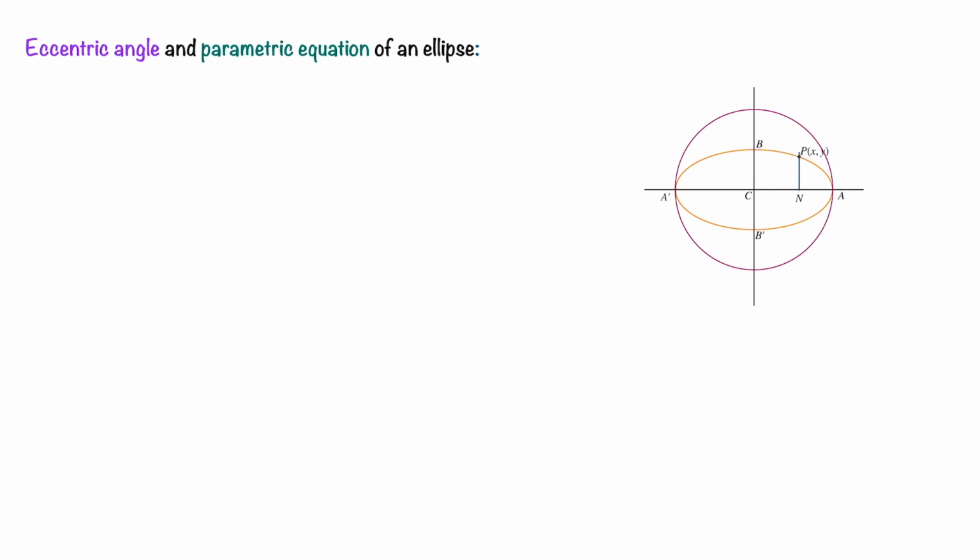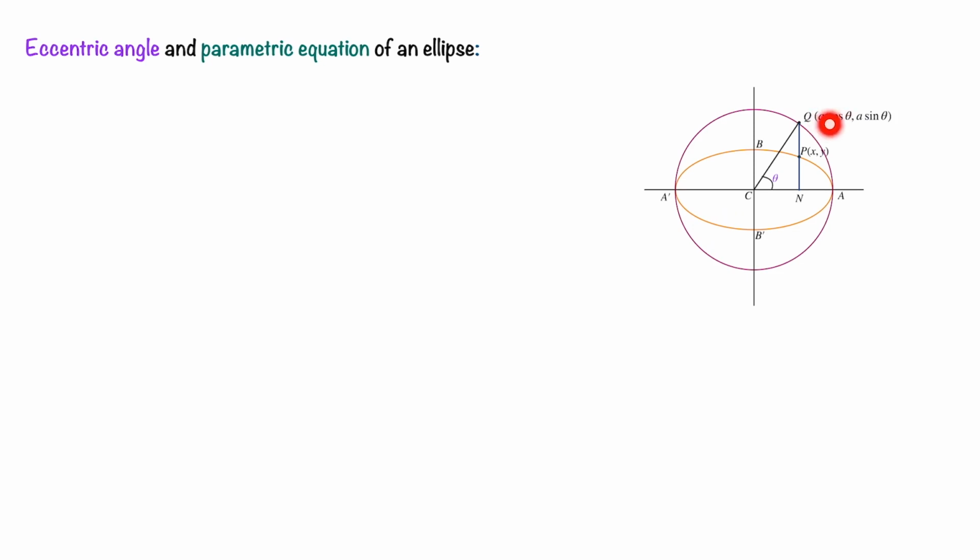If I extend PN so that it meets its auxiliary circle at Q, this is Q, then CQ makes an angle with this CA. Okay, let us say this angle ACQ is theta. Okay, so in terms of this theta, the coordinates of Q must be equal to (a cos theta, a sin theta).